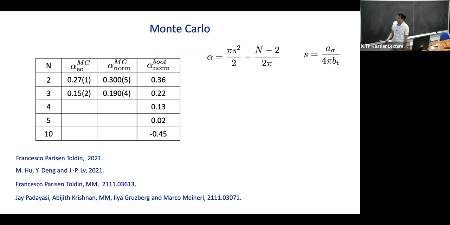And then together with Jay Padayasi, Abhijit Krishnan, Elia Grusberg, and Marco Maineri, we also studied the normal boundary universality class using a numerical conformal bootstrap. And we also obtained estimates for these universal constants A sigma and BT, and they're given here. So you see, this is not a super accurate method. It's not like the bootstrap one has in the bulk with the four-point function. But again, the agreement is actually not bad. And we expect the agreement to get better as n increases. So from these calculations, it looks like nc is something like 5. Actually, from Monte Carlo numerics, we believe it's probably somewhere between 4 and 5.